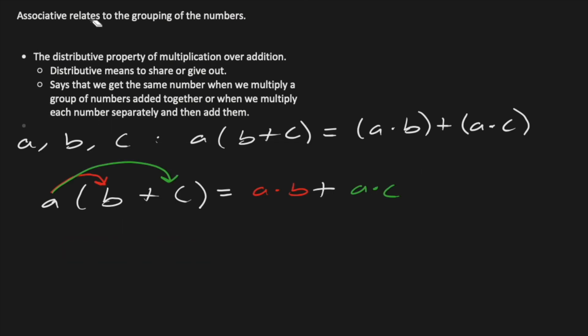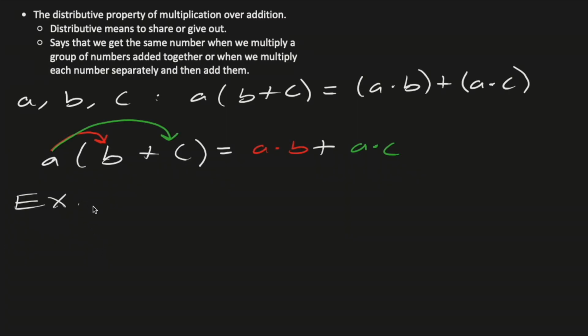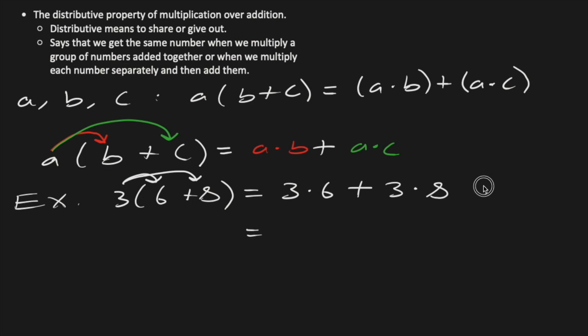So let's do an example here with the distributive property. We're going to first expand, and then simplify. So we have 3, open parentheses, 6 plus 8, close parentheses. So if we expand that, or distribute, we'll get, so remember the arrows, right? 3 times 6. We have our plus, we're going to bring that over. And then 3 times 8. And so this is expand.